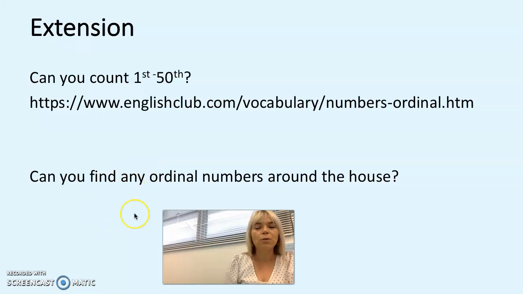All right, you could even look for some ordinal numbers around the house. Where might they appear?